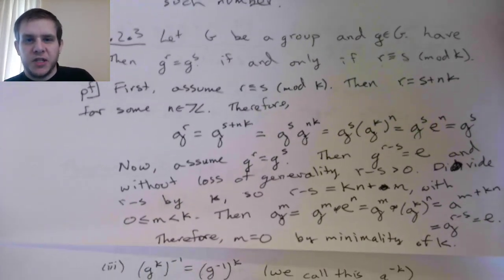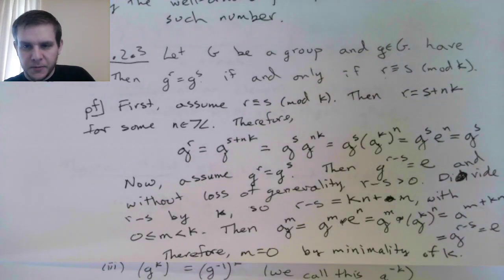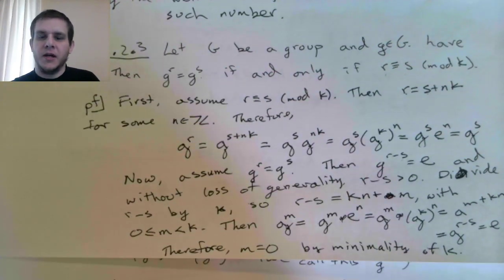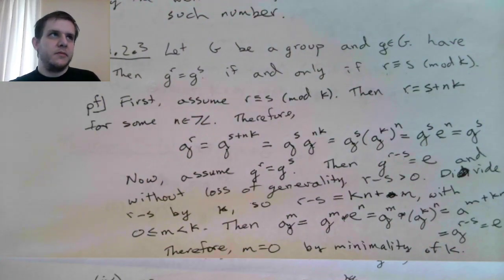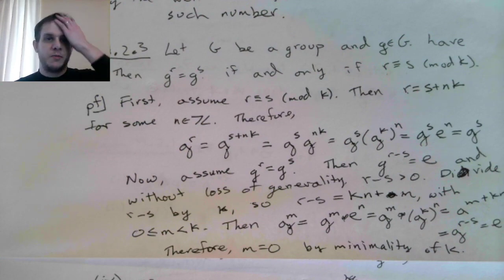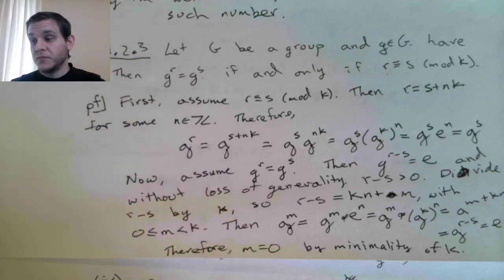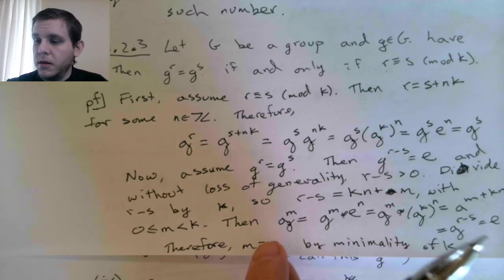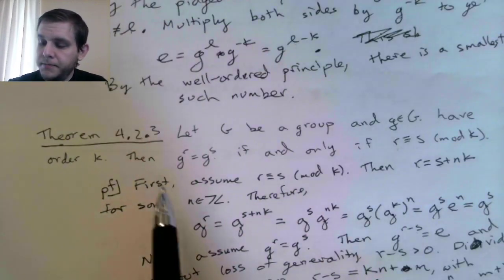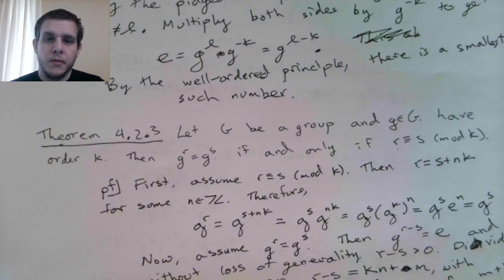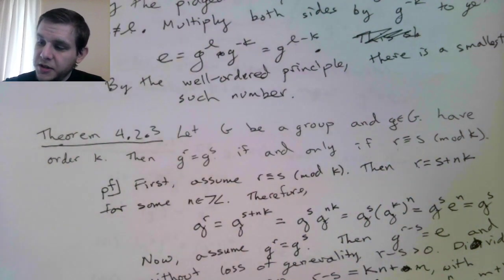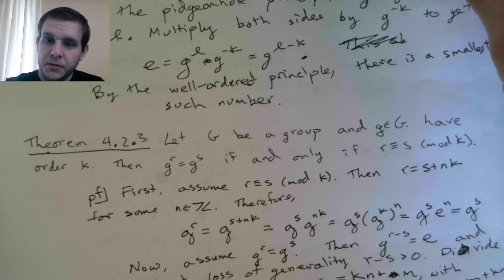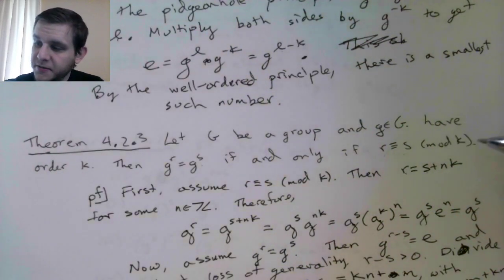So this proof is extremely similar. It's almost verbatim what we did for the case of coprime congruence classes to the modulus, the multiplicative group of Zn. Yeah, G to the R is equal to G to the S if and only if they have this modulus structure.